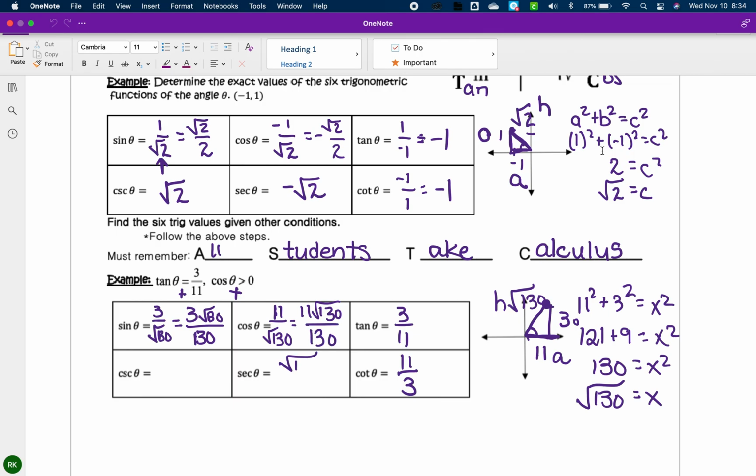Reciprocals means that this is square root of 130 over 11, and that this one is the square root of 130 over 3. The last thing I like to do is check that all my signs are correct. So we were in quadrant 1. Is everything positive as I thought it would be? If so, I can feel pretty confident in my answers.